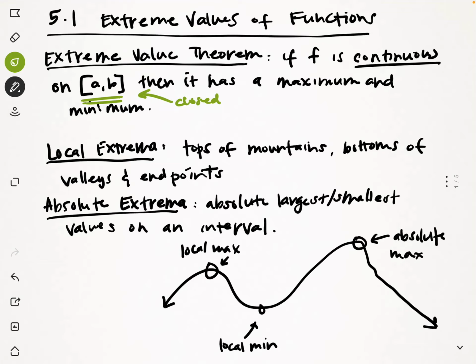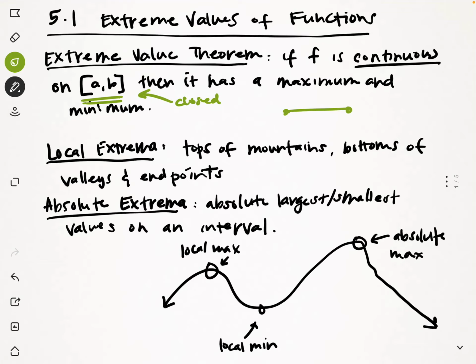So again, if f is continuous on the closed interval [a, b], then it has a maximum and minimum. So pretty easy, right? If it's closed and continuous, then it's got to have a highest value and a lowest value. Now keep in mind, even if it were a straight horizontal line, and it's closed, then it does have a max and a min. They're just the same value. Okay?